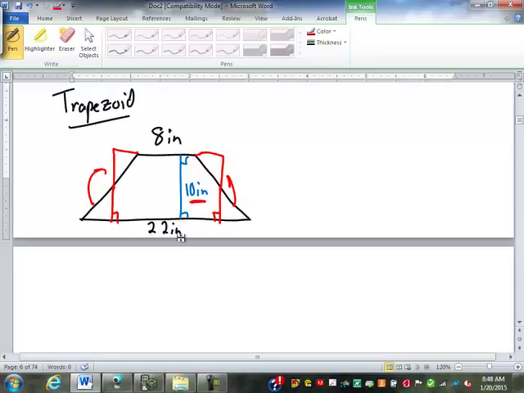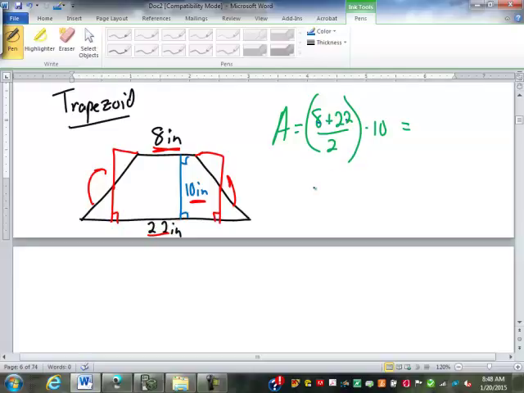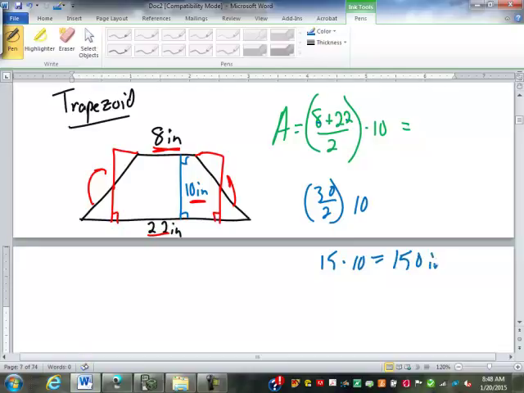The rectangle still has a height of 10. It's just the length that we don't know. But we know the length is somewhere between the 8 and the 22. Well, it happens to be exactly between the 8 and the 22. The length of that rectangle is the average of those two bases, the 8 and the 22. So the area would be the average of the bases, which gives you the length, times that width or height of 10. So here's where our order of operations comes in from the other day. 8 plus 22 is 30. 30 divided by 2 is 15, times 10 is 150 inches squared.